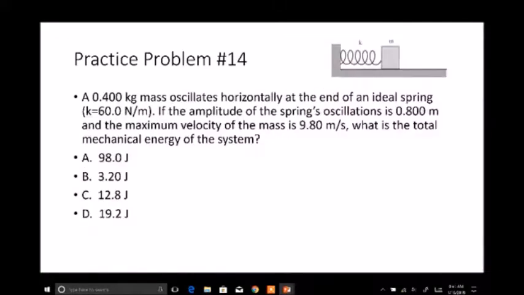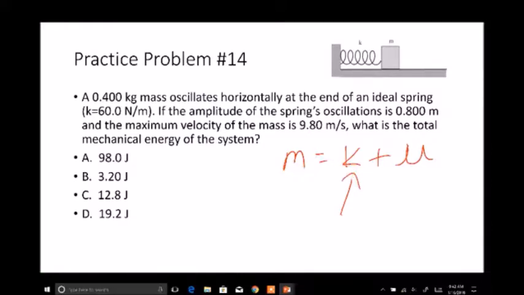All right, so on to practice problem 14. Here we have a 0.4 kilogram mass oscillating horizontally at the end of an ideal spring, again, which means no friction. We know the K for the spring, 60 newtons per meter. If the amplitude of the spring's oscillations is 0.8 meters and the maximum velocity of the mass is 9.8 meters per second, what is the total mechanical energy of the system? Remember, mechanical energy is equal to the kinetic energy plus the potential energy. So there's two ways we could calculate this. At its maximum velocity, we know that it has maximum kinetic energy, and essentially all the mechanical energy is kinetic.